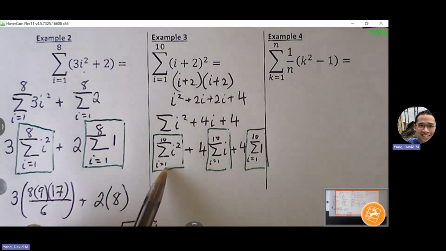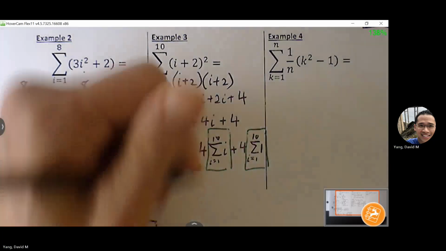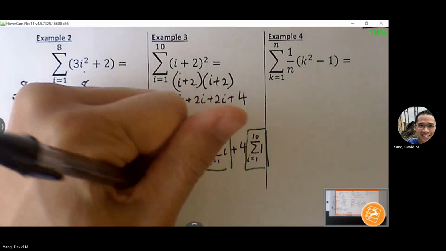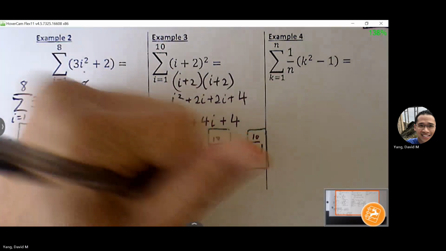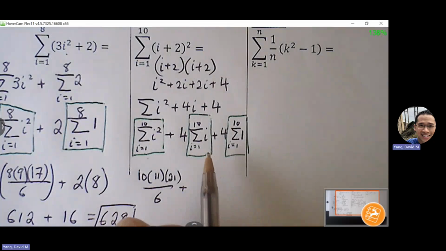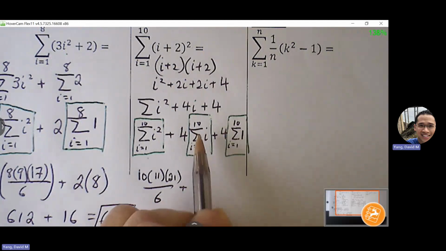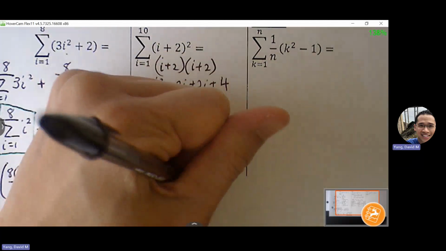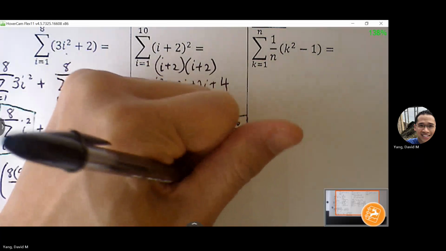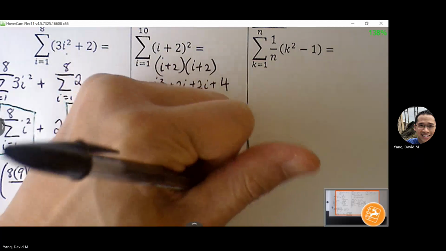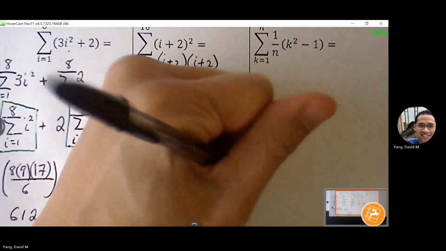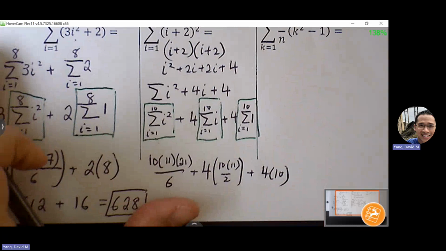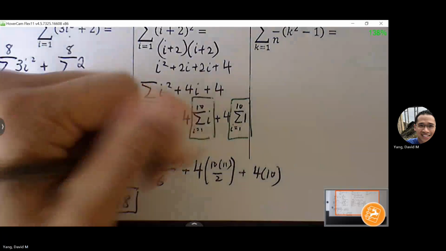So for this one, my formula is n times n plus 1 times 2n plus 1 all over 6. This one, summation I, is just 10 times 11 divided by 2 with a 4 in front. And the summation 1 is just going to be n. So we're just adding all that up using our calculators.